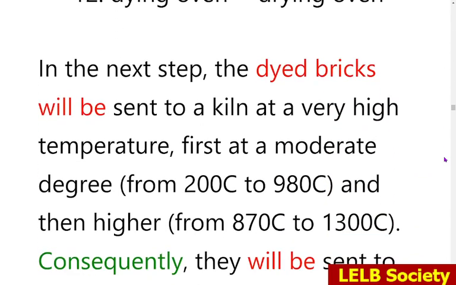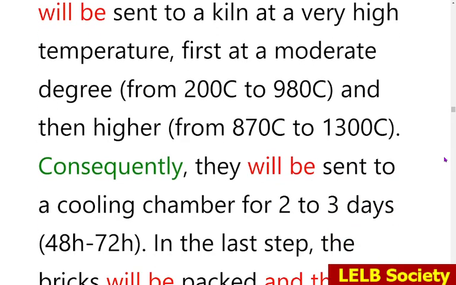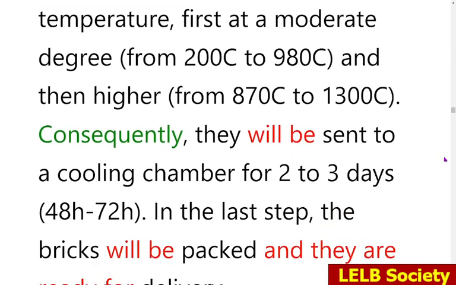Okay, the third paragraph. In the next step, the dyed bricks will be sent to a kiln. So again, actually, dried bricks will be sent, are sent to, use simple present tense in a process, at a very high temperature, first at a moderate degree from 200 to 980, and then higher from 870 to 1300. Consequently, which is a good conjunction to show the sequence, they will be sent to, again, actually they are sent to a cooling chamber for 2 to 3 days.